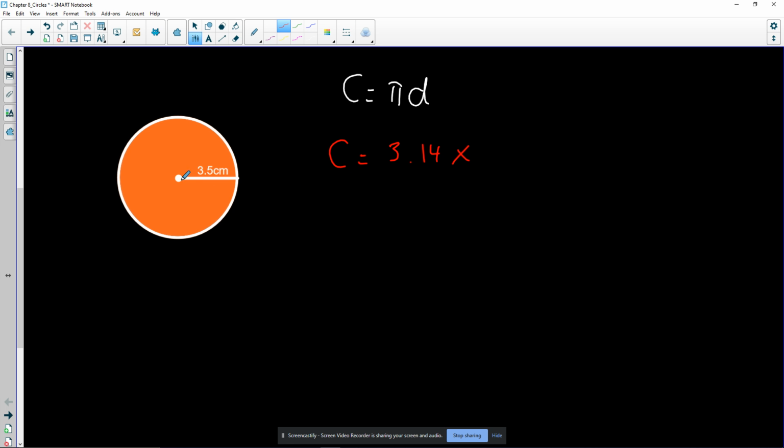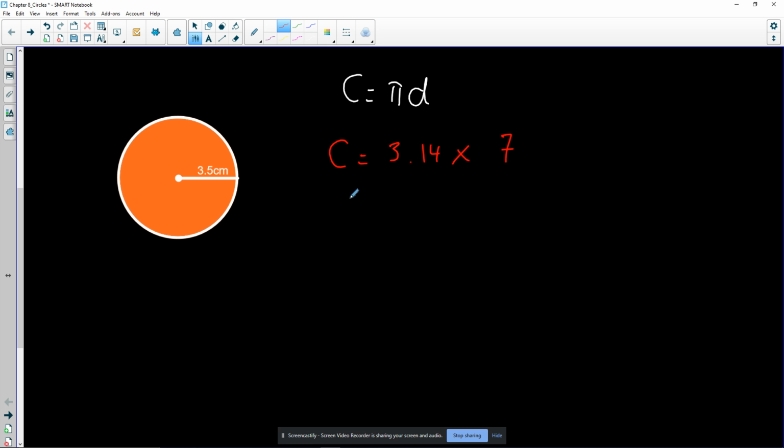But wait a second, what are we given here? Well, we're not given the diameter, we're given the radius. Radius being from the center to one end of the circle, so it's half the diameter. We already know that the diameter is 2 times the radius. So we just have to double this radius measurement, so 3.5 multiplied by 2, or double it, would be 7.